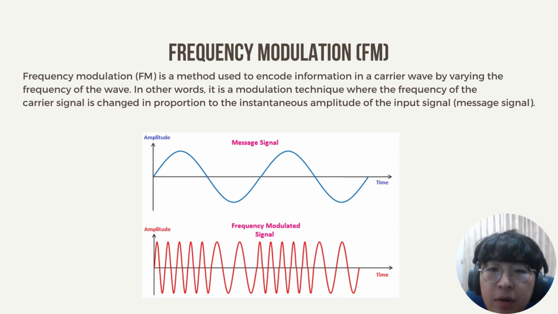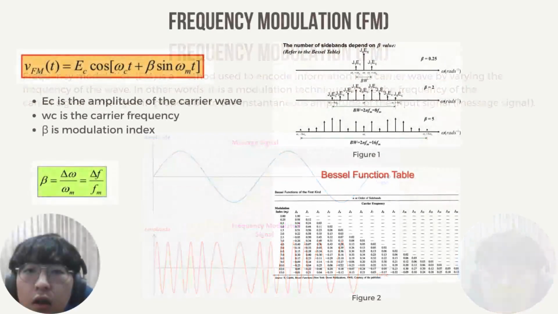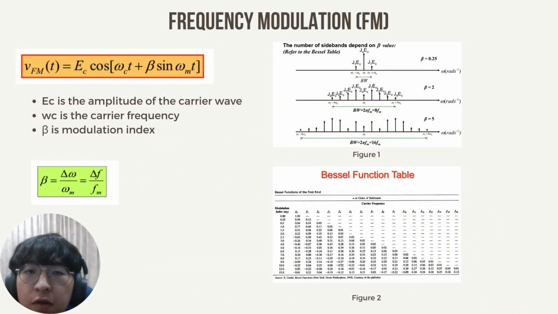Here are the examples of frequency modulated signal, which has a higher number of waves over a period of time. Here is the mathematical equation of the FM, where Ec is the amplitude of the carrier wave, omega c is the carrier frequency, and beta is the modulation index.